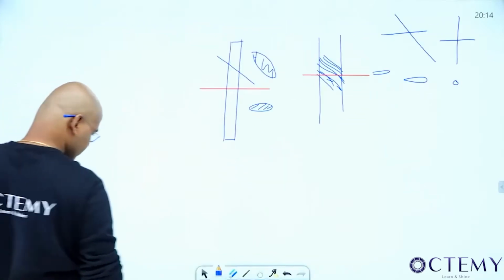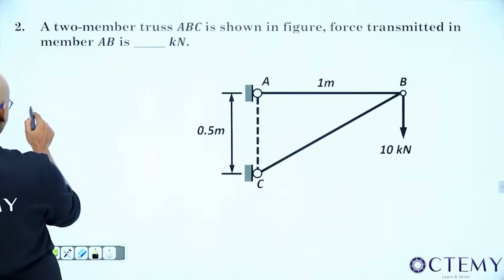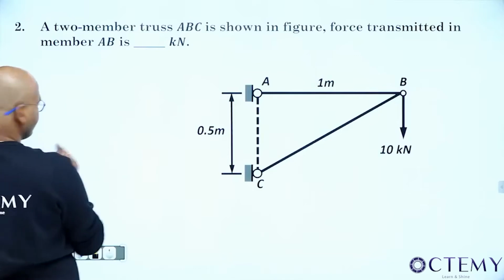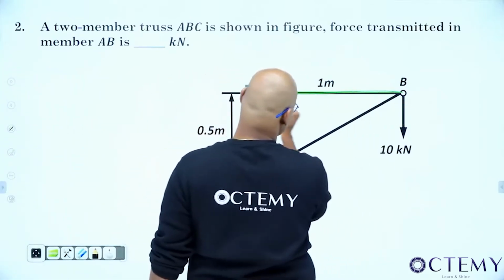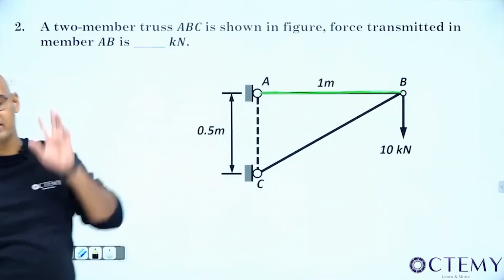Force transmitted in the member. Which member is he asking about? Force transmitted in the member AB. He is asking what's the force transmitted in this member AB. Now, we have two methods to solve the problem.